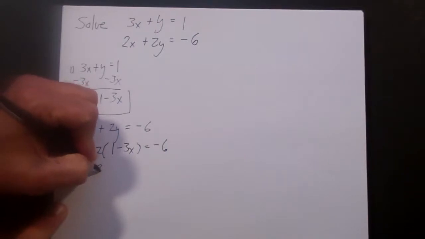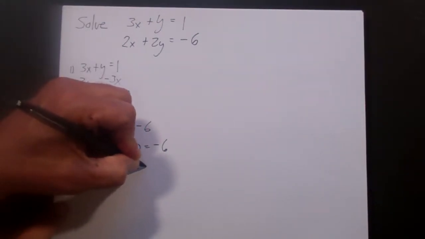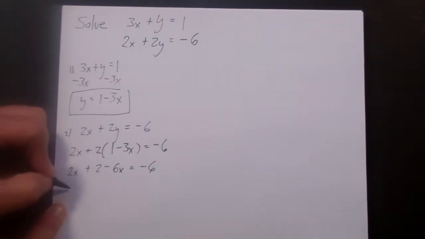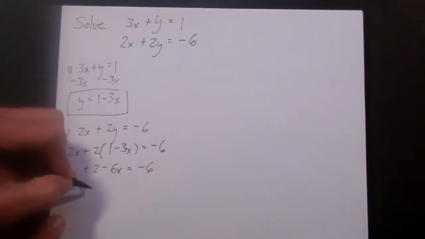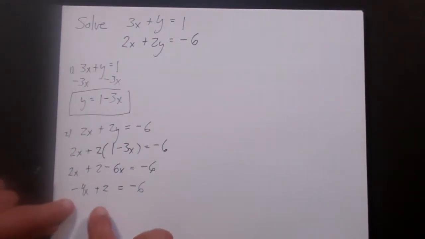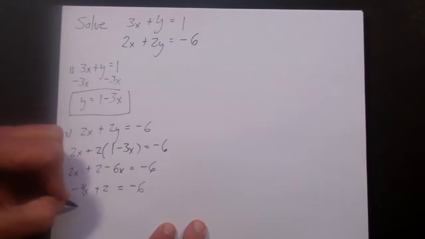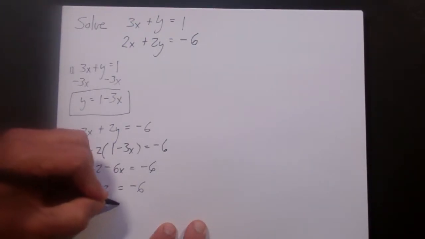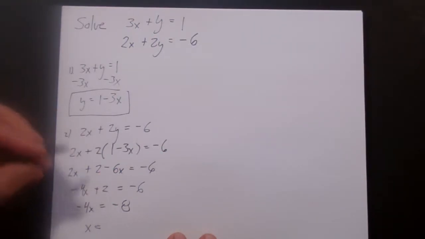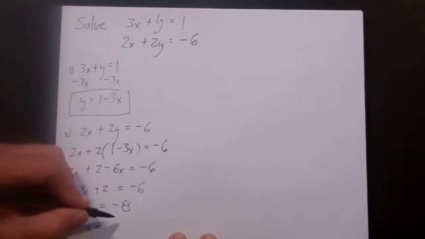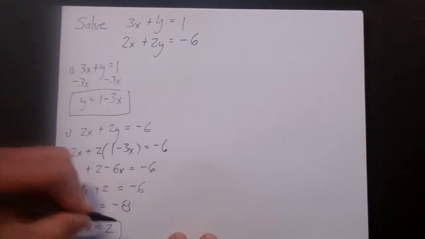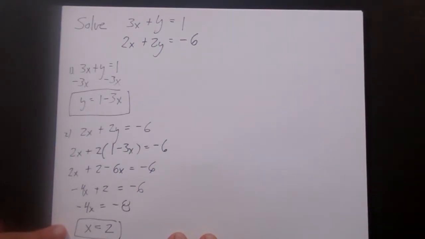2x plus 2 minus 6x is minus 6. I'm going to combine like terms, so the 2x and minus 6x is a minus 4x, plus 2 is minus 6. I want to get the x by itself, so I want to subtract 2 from both sides. Minus 4x is minus 8. And divide by minus 4. If I divide by minus 4, then I get minus 8 divided by minus 4. The negatives cancel, and that becomes a positive 2. And I'm just going to circle that.